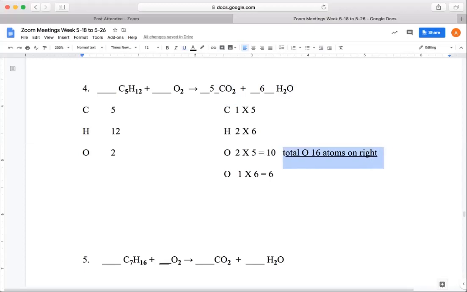We have to make the number of oxygens equal. So if we only have 2 oxygen atoms here, how many molecules of oxygen do we need on the left to make a total of 16 atoms if each molecule of oxygen has 2 atoms? The answer would be times 8, right? Put an 8 here. So now we have 16 oxygens on the left, 16 oxygens on the right, 12 hydrogens on the left, 12 hydrogens on the right, 5 carbons on the left, 5 carbons on the right.